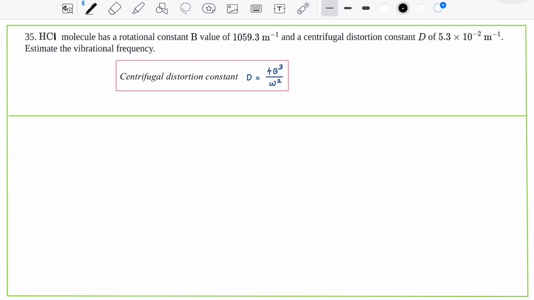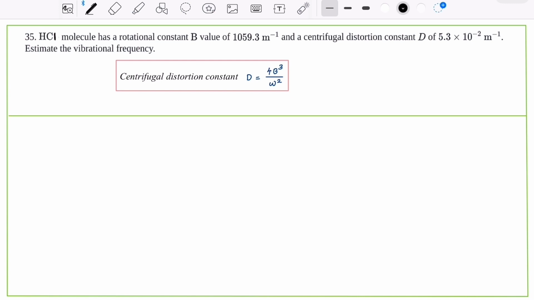The next question is, HCl molecule has a rotational constant B value of 1059.3 meter inverse and a centrifugal distortion constant D of 5.3 × 10^-2 meter inverse. Estimate the vibrational frequency. In the present problem, the rotational constant and the centrifugal distortion constant of the HCl molecule are given. We have to determine the vibrational frequency.